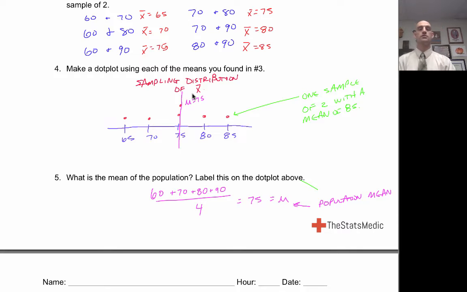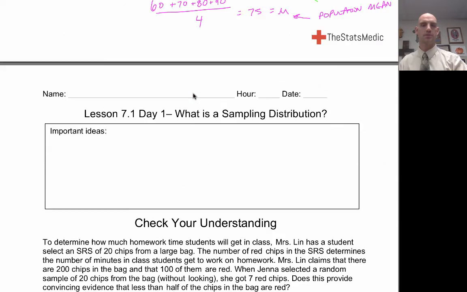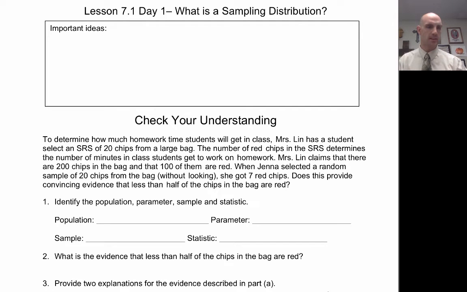So on the sampling distribution of the sample means, I'm going to put on there the actual mean, and that's going to help me compare my different samples to the actual mean. So what are we doing with this? Here's the important ideas of the day. Okay? We're talking about parameters and statistics.